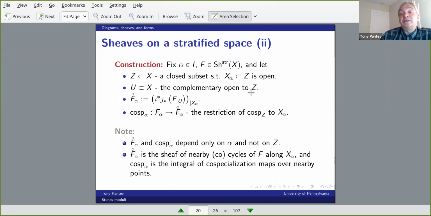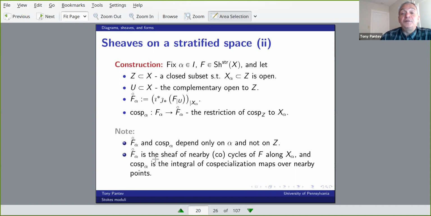And the point is that this actually does not depend on the closed set. Any closed set, for instance, the closure of the stratum, will work. Any closed set gives you the same nearby cycles and the same co-specialization. So this is not really the co-specialization for the closure; it's like integrated over all closed subsets containing the stratum as an open. So they depend only on the stratum. They don't depend on the closed set.